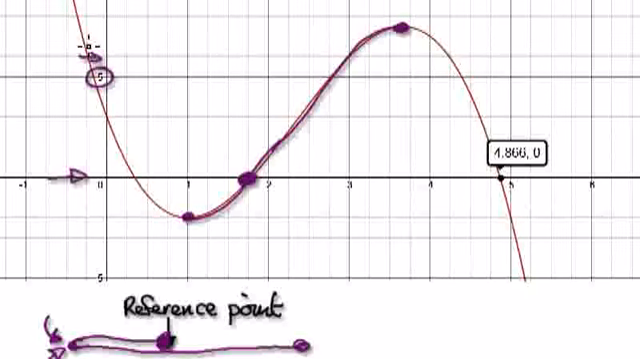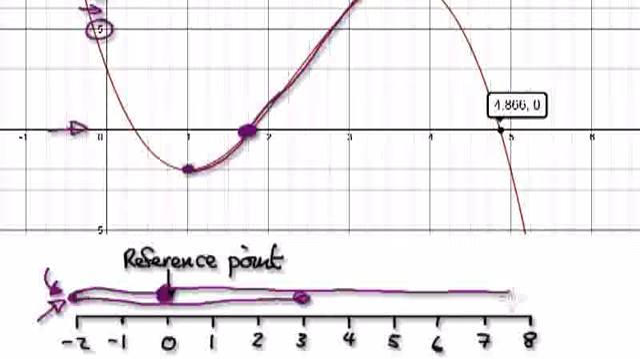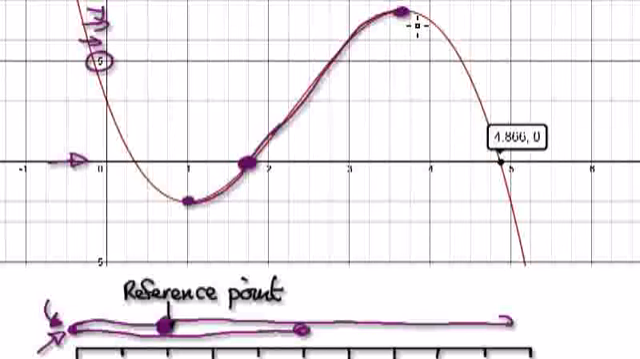This is 5, 6, 7, 7.5. I'm going to guess 7.5. So it's going to keep on moving to 7.5. The car's going to keep on moving to around about here, and then it's going to turn around and then head back towards our reference point.